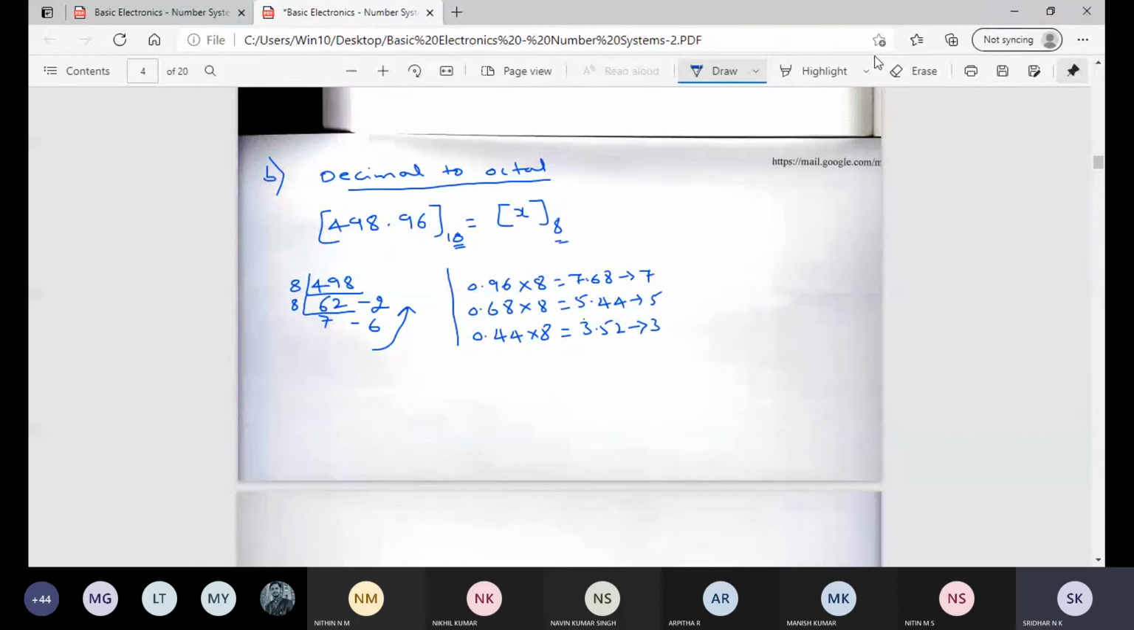So for the final answer, we combine the integer part and the fraction part. We will get 762.753. Correct. So this is in octal. Understood? Yes, sir. We'll move on and take one more example in this.